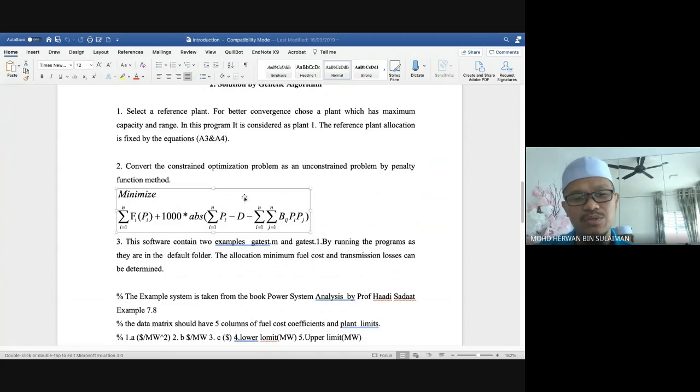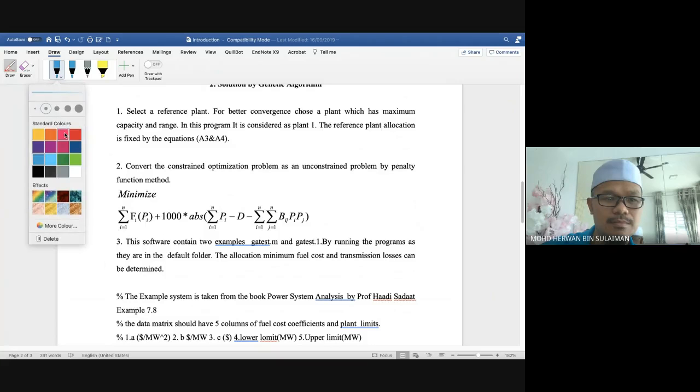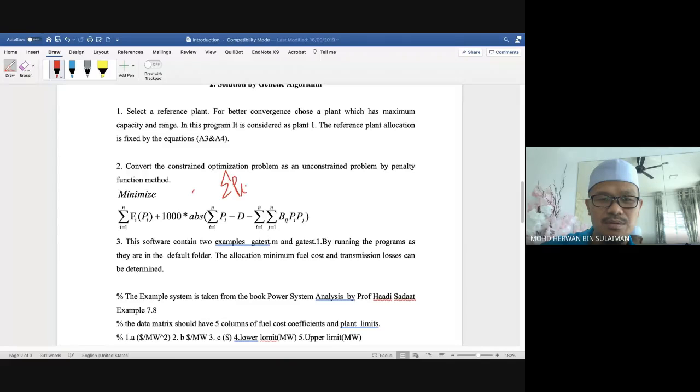So when your power is not equal to this, because we know that our summation of power must be equal to demand plus loss, P loss. So when you do the GA, this value sometimes is not equal to demand plus loss. So how do we want to control it? This one we call the equality constraint. How do we want to control it? We implement the penalty function. This one is the penalty function.